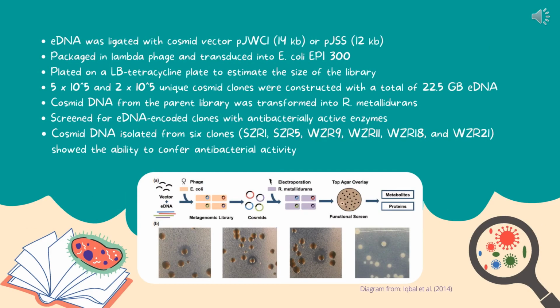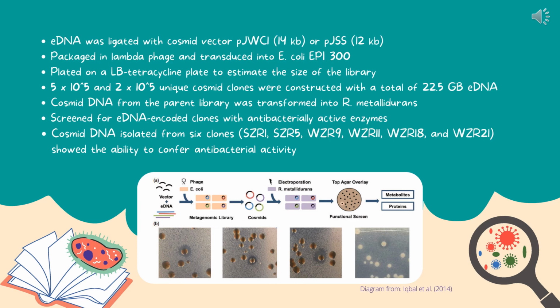In a study by Iqbal and colleagues, environmental DNA was extracted from soil samples and ligated with either cosmid vectors pJWC1 or pJSC in the SCA1 cloning site. They were introduced in E. coli EPI300 by phage transduction. The infected bacterial colonies were plated on a lysogeny broth or LB tetracycline plate to estimate the size of the library. The number of colonies on the titer plate was counted to estimate the number of clones. In total, 500,000 and 200,000 unique cosmid clones were constructed using vectors pJWC1 and pJSC respectively, constituting 22.5 gigabases of eDNA.